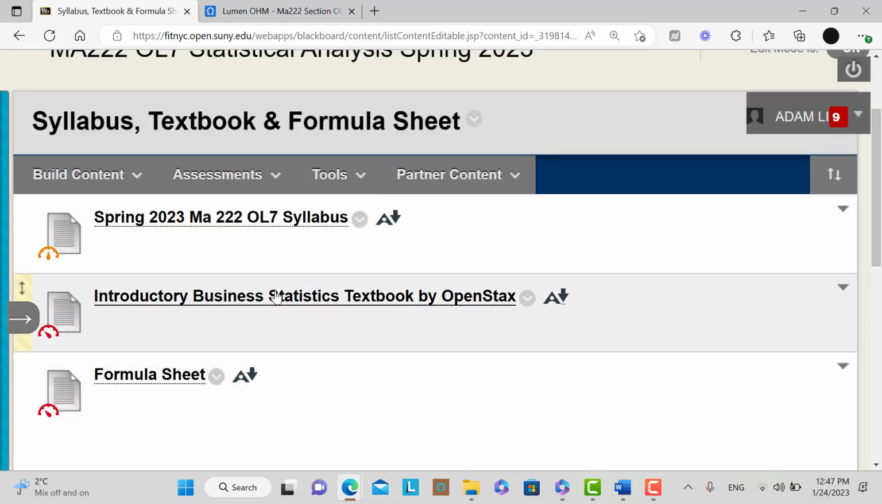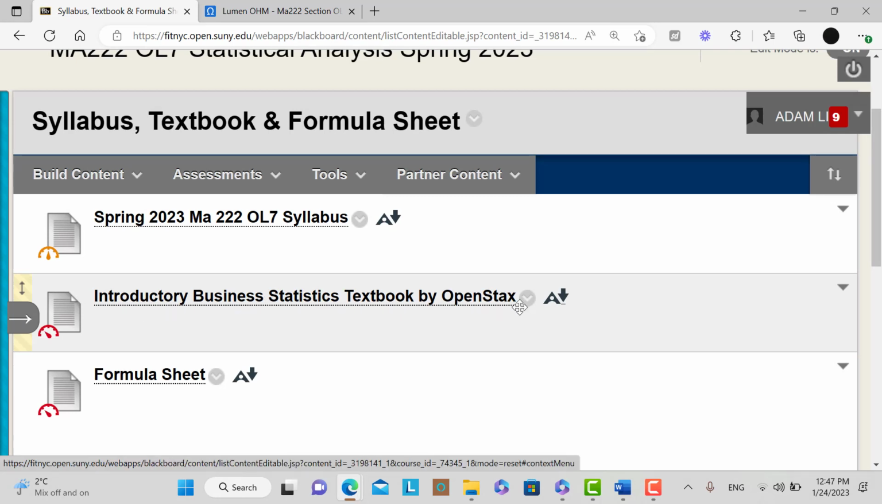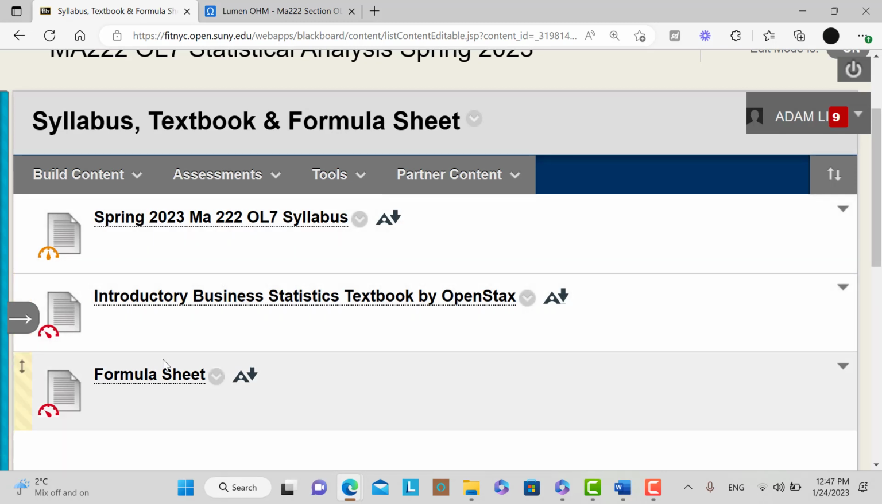And also I post the textbook. This is the Introductory Business Statistics textbook by OpenStax. This is again an open source textbook. If you need to use that, go for it, as well as a formula sheet.